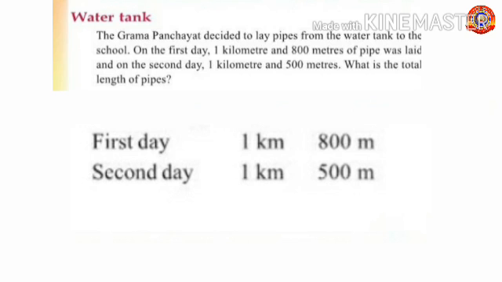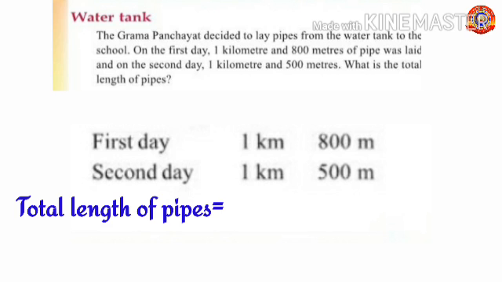How much was the length of pipe laid on the first day? 1 kilometer and 800 meter. Then, how much was laid on the second day? 1 kilometer and 500 meter. To find out the total length of pipes, let's add them. 1 kilometer and 800 meter plus 1 kilometer and 500 meter.